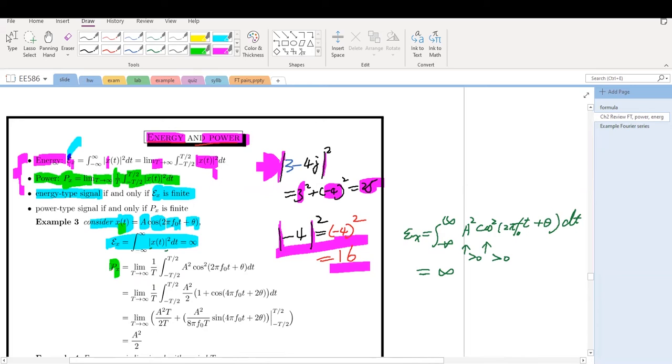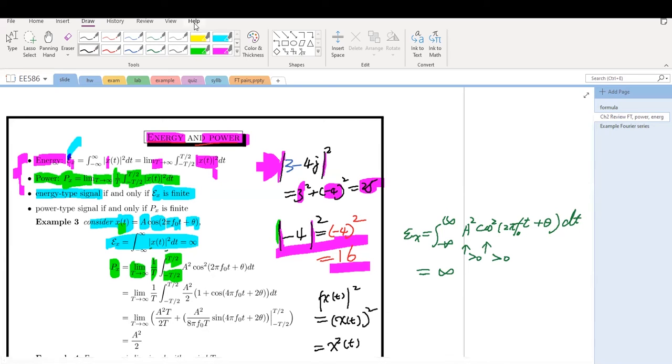Again, start from the definition: P_x equals the limit as T goes to infinity of 1 over T times the integral from minus T/2 to T/2 of the magnitude of x(t) squared. Because this is a real signal, the magnitude of x(t) squared is really x(t) squared. We take the square of x(t), that's A squared cosine squared, and then do the integral. Now we use the trigonometric identity.